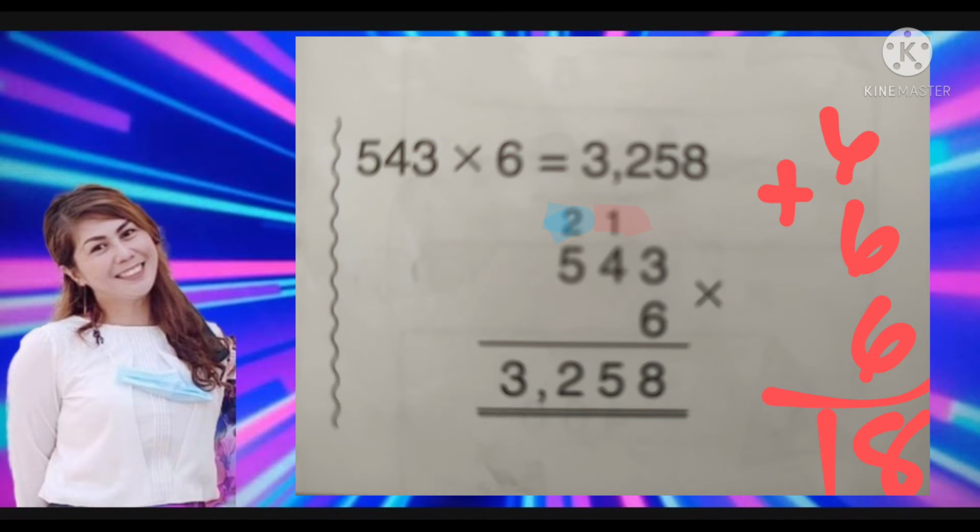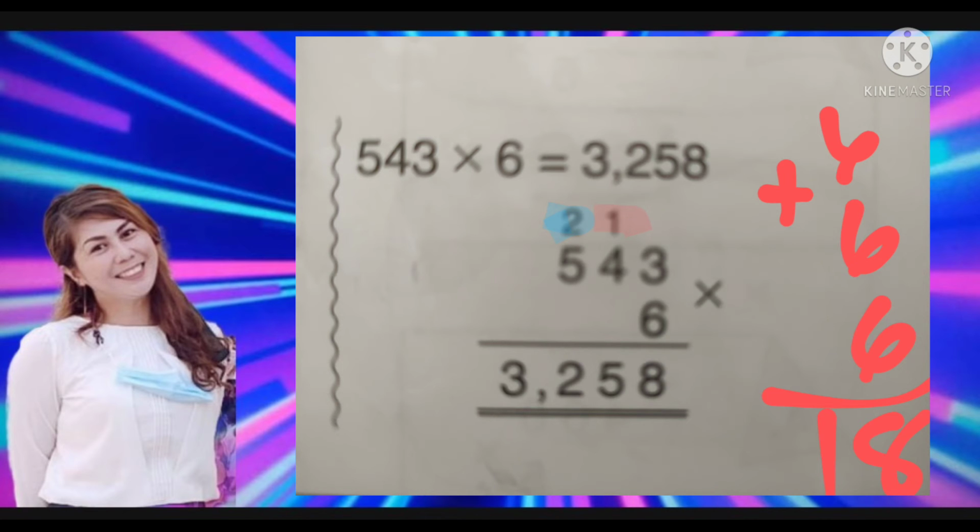3 multiplied by 6, what is the answer? In my formula, we can do 6 plus 6 plus 6. 6 plus 6 is 12, plus 6 is 18. If you find it hard to get the answer of the multiplication, you can do the addition, 6 plus 6 plus 6, if you feel difficulty about multiplication. So the answer is 18.